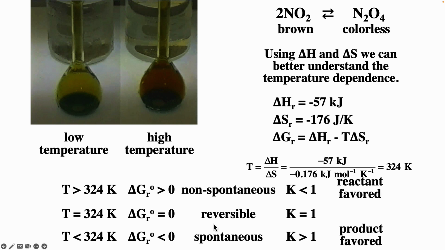equilibrium. And then if we look at low temperature, it favors our product. And so that means delta G naught is less than 0. Remember, the lower the free energy, the more stable. Then the reaction would be spontaneous. K would be greater than 1, and that would be product favored.